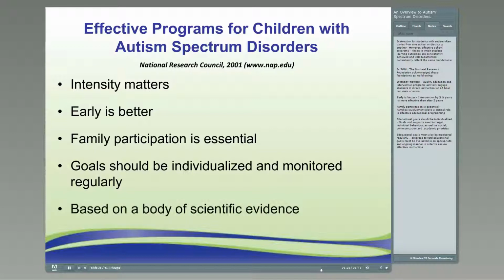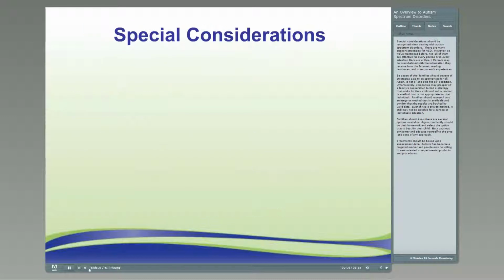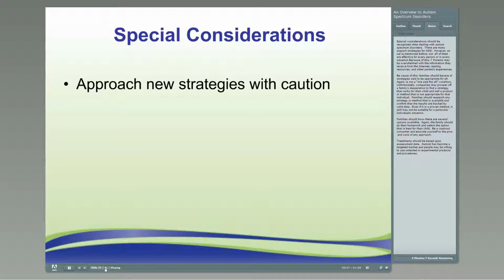Instruction should be based on research evidence. Teaching strategies and techniques for all students with autism spectrum disorder, regardless of their ability levels and support needs, should be grounded on a solid body of educational research. Special considerations should be recognized when dealing with autism spectrum disorder. There are many support strategies for ASD. However, as we've mentioned before, not all of them are effective for every person or in every situation.